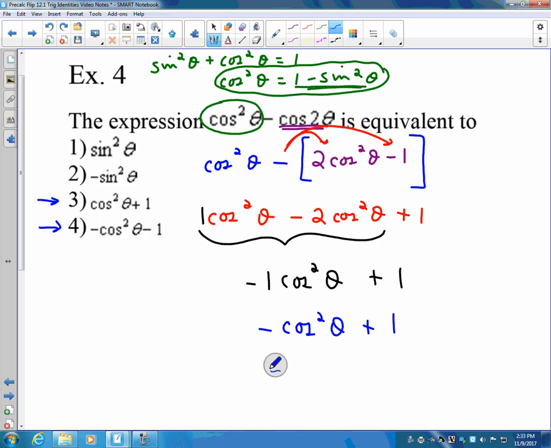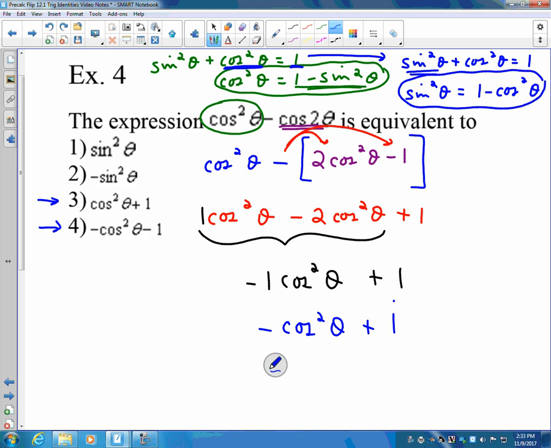What do you think here? I've got cosine squared and I've got 1. Cosine squared and 1 up there. What if I went back to this formula here? Sine squared theta plus cosine squared theta equals 1. And what if I solved it for the sine? Right? So if I solved it for sine squared of theta, I'd get 1 minus cosine squared theta. Guess what? 1 minus cosine squared theta equals sine squared theta. That was a tricky one.